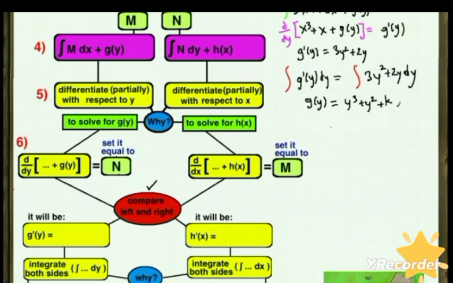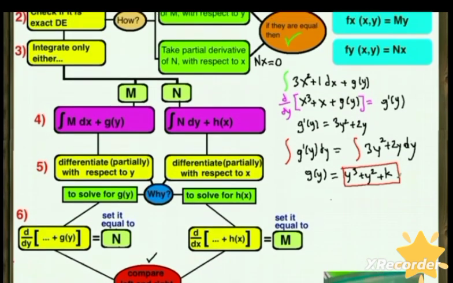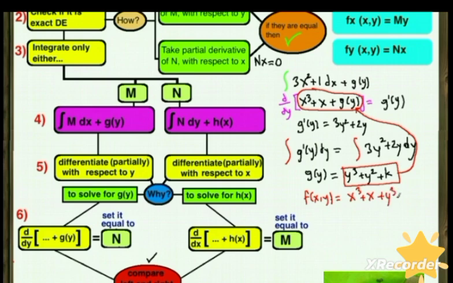So be careful not to use c here. Use k, other constants, or you can use c1, c2. Now let's go to the next step. Since we have g of y here, this g of y will be substituted into f(x,y). So our f(x,y) is equal to x cubed plus x plus, instead of g of y, we're going to write y cubed plus y squared plus k.